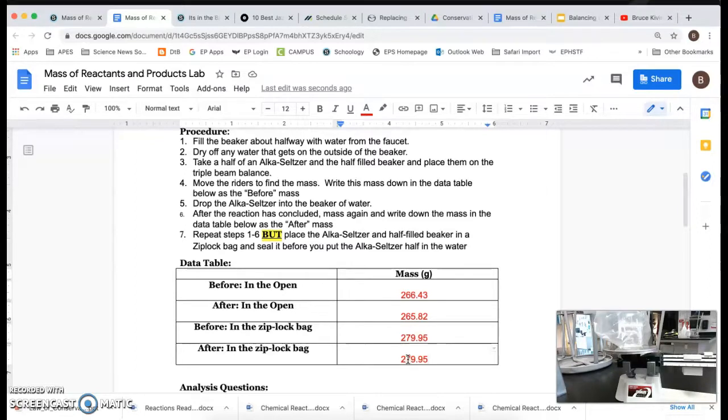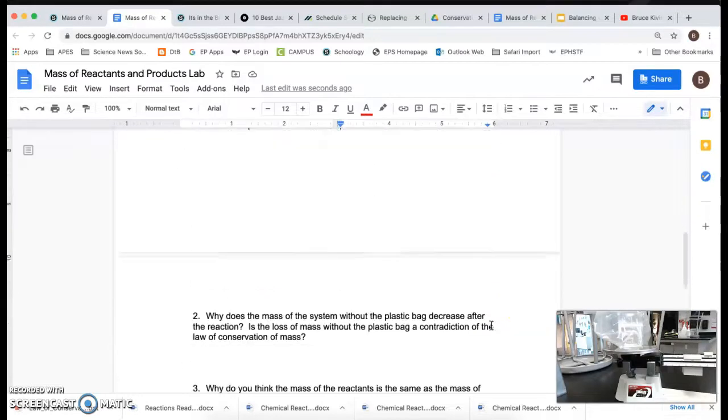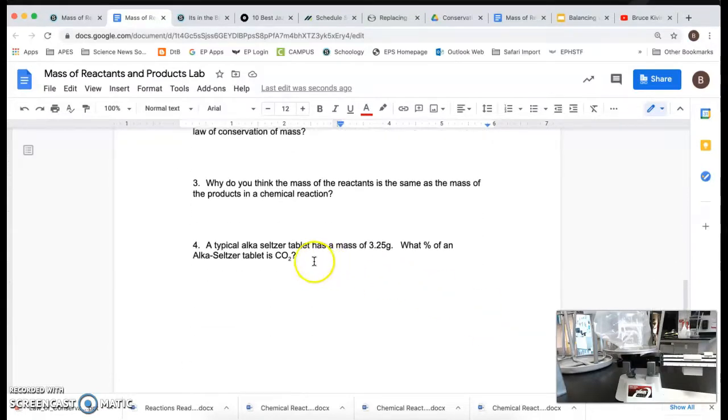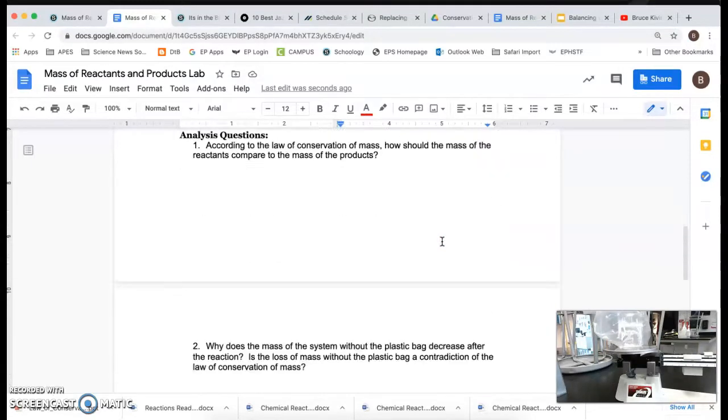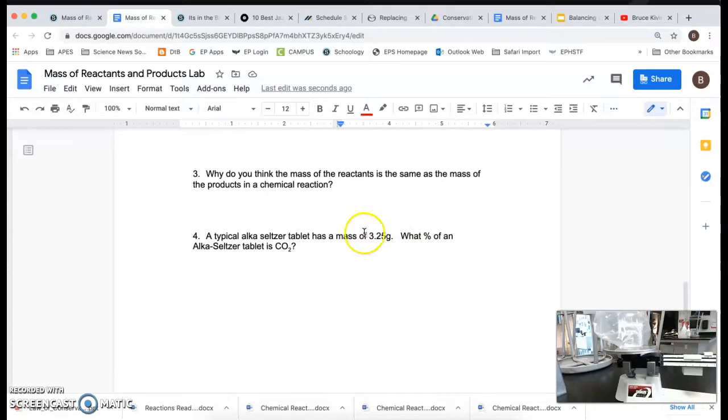Now you can complete the analysis questions for the lab, and there's really only 4 of them. I want to talk about question number 4. The typical Alka-Seltzer tablet has a mass of 3.25 grams. So look at this right here. Here is the mass that was lost as carbon dioxide fizzing out. So use that to figure out the percent carbon dioxide in the tablet of Alka-Seltzer. It's actually kind of an interesting number.